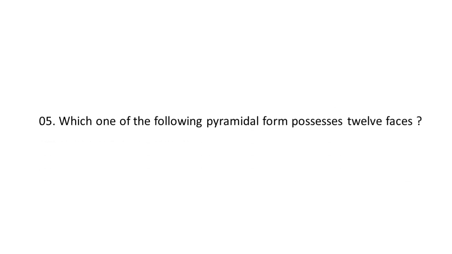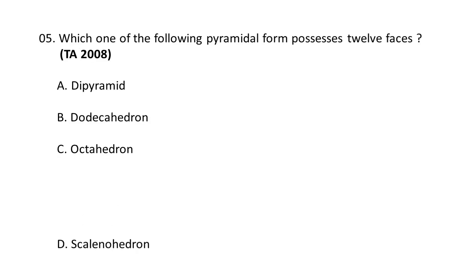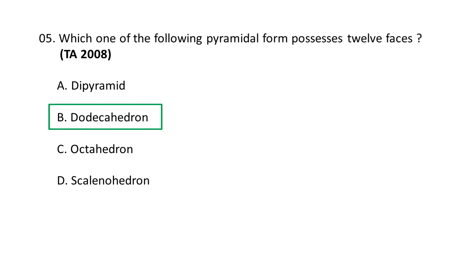Next question. Which one of the following pyramidal forms possesses 12 faces? The choices are A dipyramid, B dodecahedron, C octahedron and D scalenohedron. So the correct option is dodecahedron. Dodecahedron form possesses 12 faces. So B is the correct option.